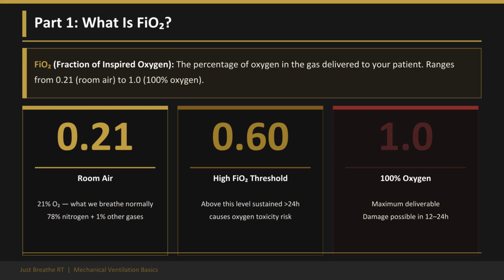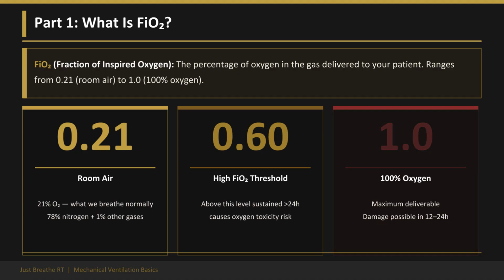Let's get into it. FiO₂ stands for fraction of inspired oxygen. It is simply the percentage of oxygen in the gas being delivered to your patient, expressed as a decimal or a percentage. Room air, what you and I are breathing right now, has an FiO₂ of 0.21. That is 21% oxygen. The remaining 78% is nitrogen, and about 1% is other gases.